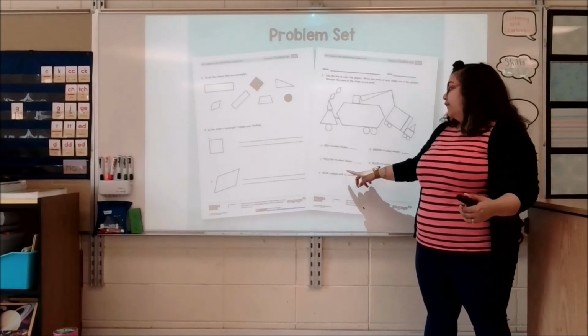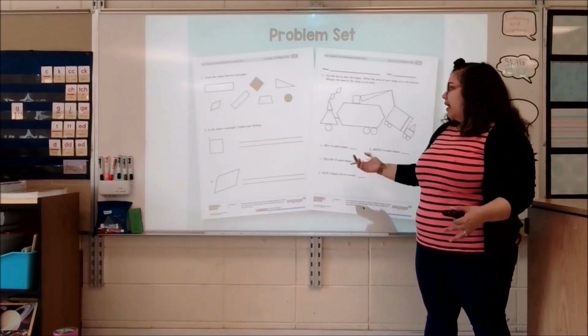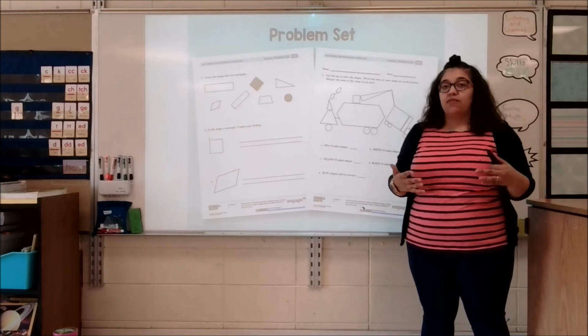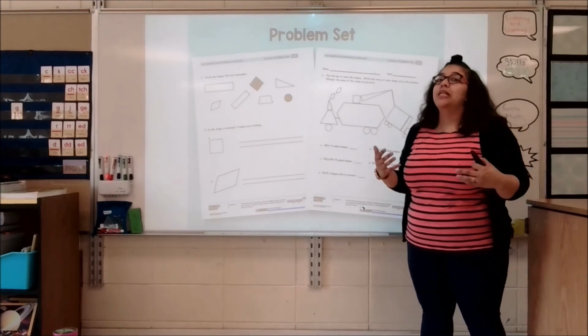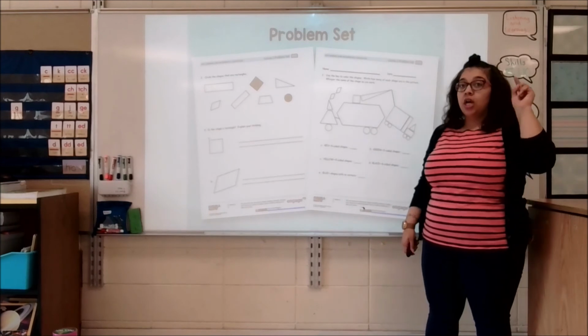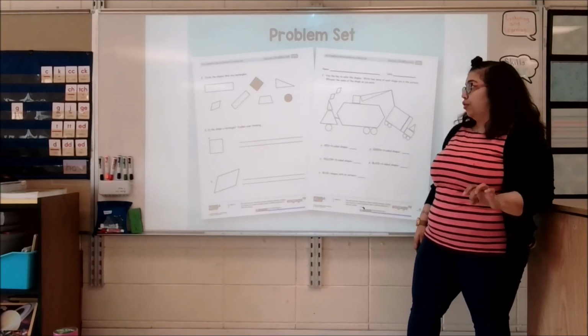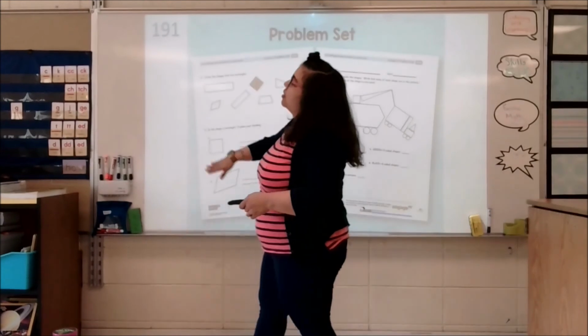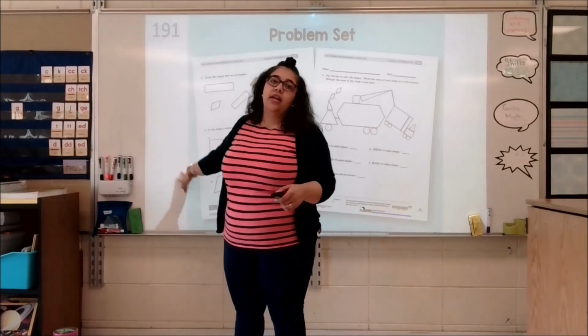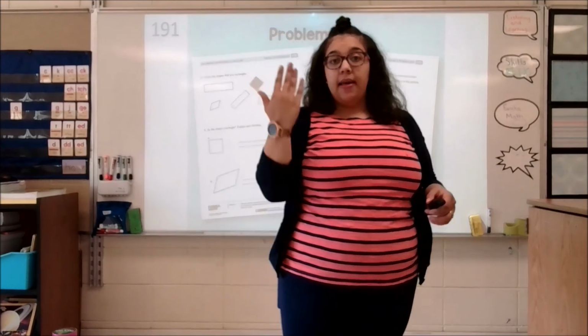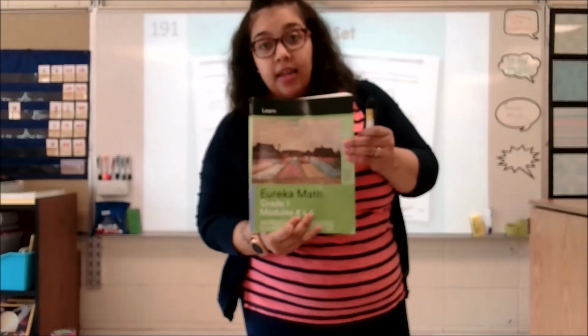Don't use red for 2 of them. If you're going to use red for one, don't use it for another one. So like I said, if you have to do any substituting, make sure you're consistent and you're only using each color for one shape group. This problem set is on page 191 in your Learn book, so front and back in your Learn book.